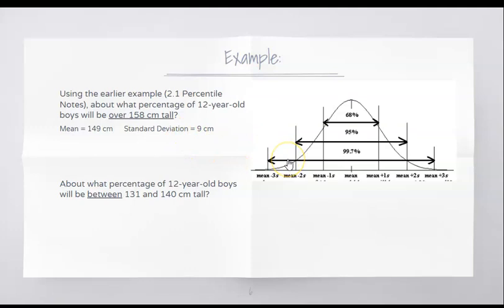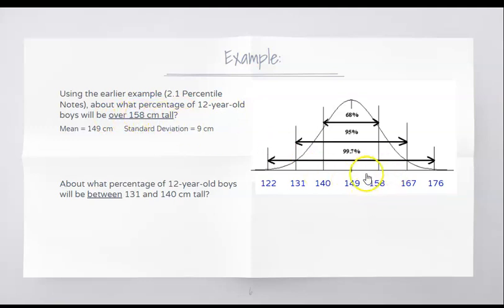Okay, so using another example we used back in 2.1 about the percentage of 12-year-old boys and their heights. It told us that the mean height of a 12-year-old boy is 149, and the standard deviation was 9. So I have my curve here. I put 149 in the center and I added 9 each way, subtracted 9 down, and right in the center is my mean.